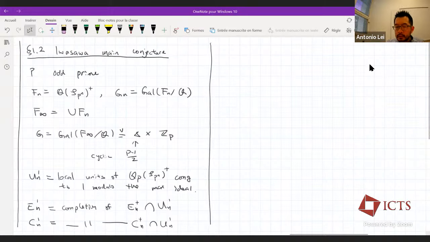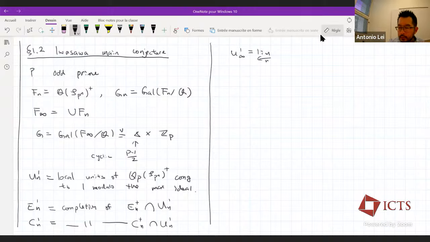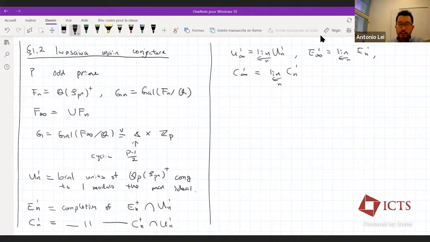So U infinity 1 will be the inverse limit of the local units. E infinity 1 will be the inverse limit of the global units. And C infinity 1 will be the inverse limit of the cyclotomic units. And the connecting maps are just norm maps.